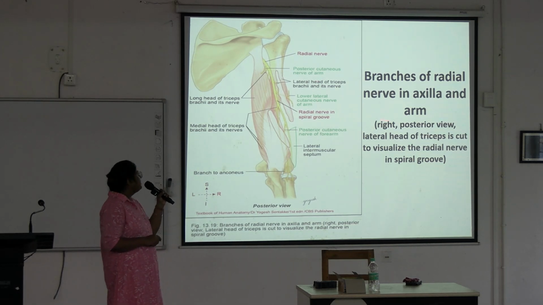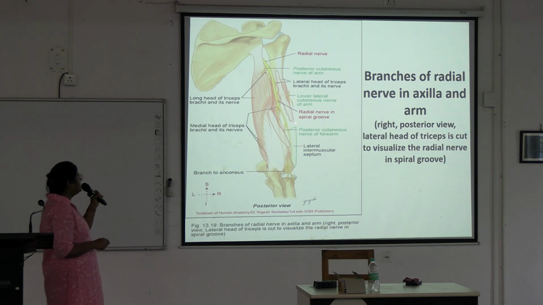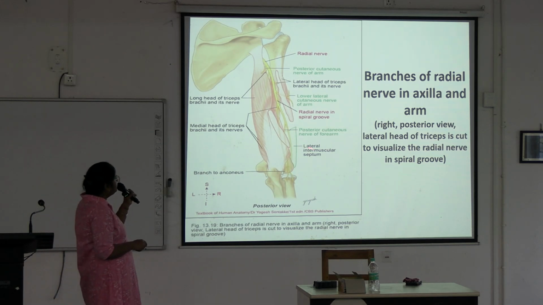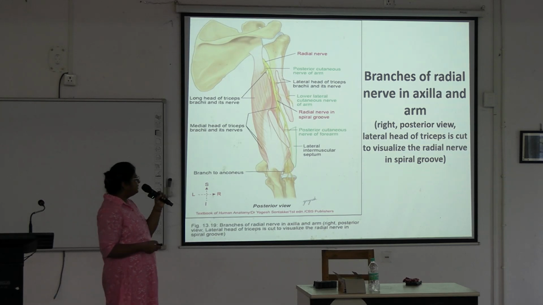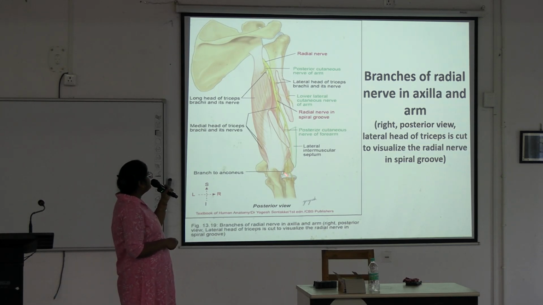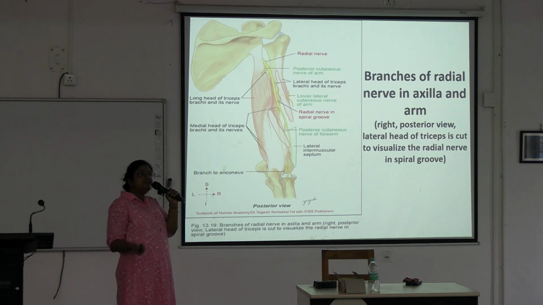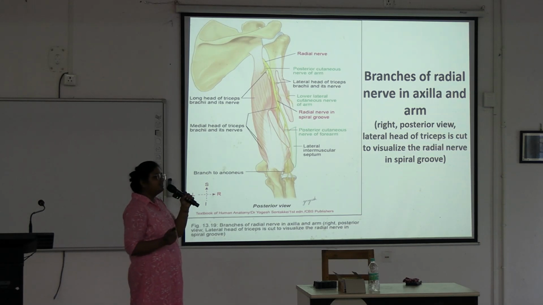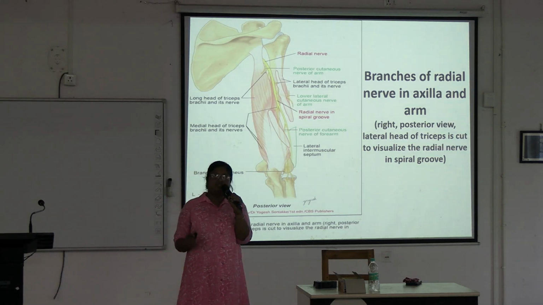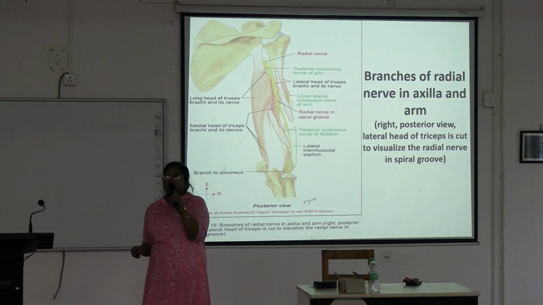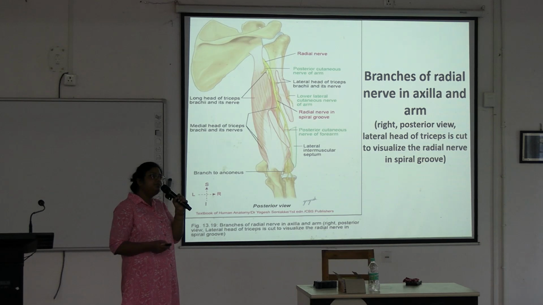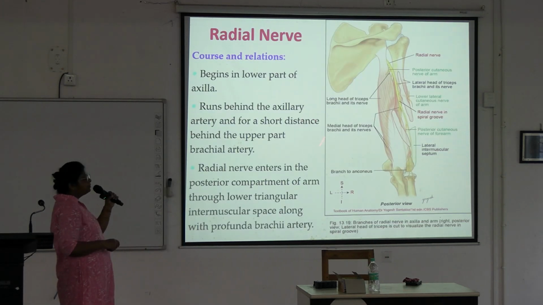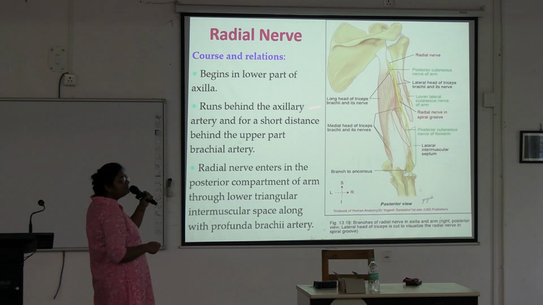Okay. After that, it is piercing the lateral intermuscular septum and entering into the anterior compartment, and in front of the lateral epicondyle of the humerus, it is dividing into two branches, superficial branch and deep branch. And deep branch continues downward as the posterior interosseous nerve and passes between the two heads of the supinator muscle. So this is the course of the nerve we will discuss in details.